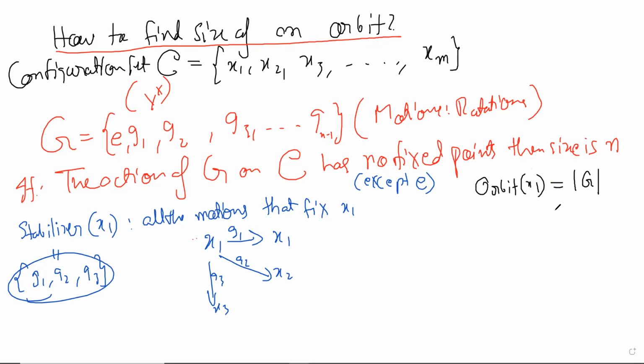If there was no fixed point other than identity, then this would be the answer. Now, if there are some things which fix x1, if nothing fixed x1, then the answer would be this. If there are some things which are fixing x1, then we'll not subtract but divide by the size of those things that fix x1. Okay, this is a critical result.